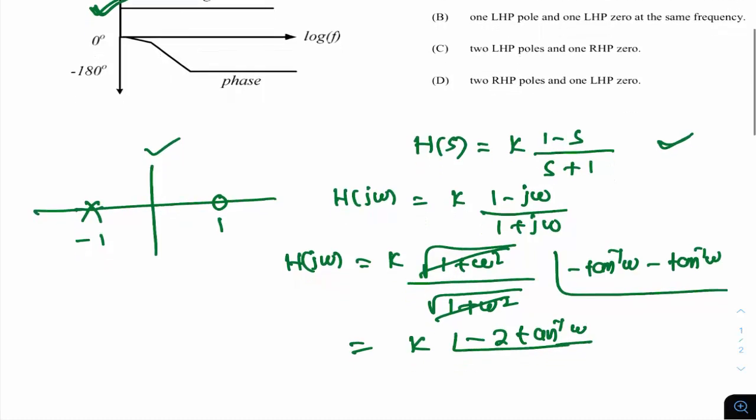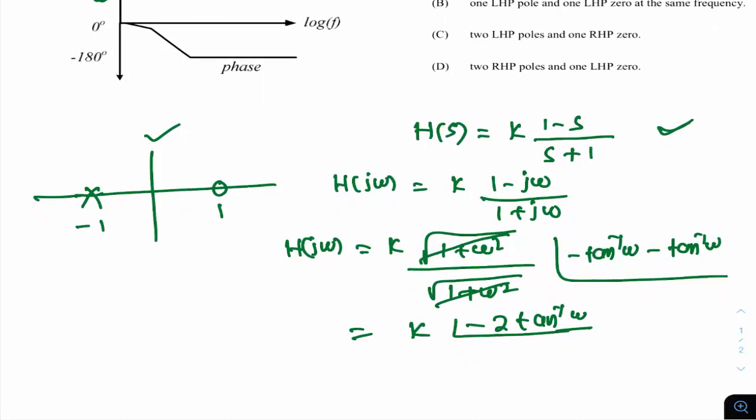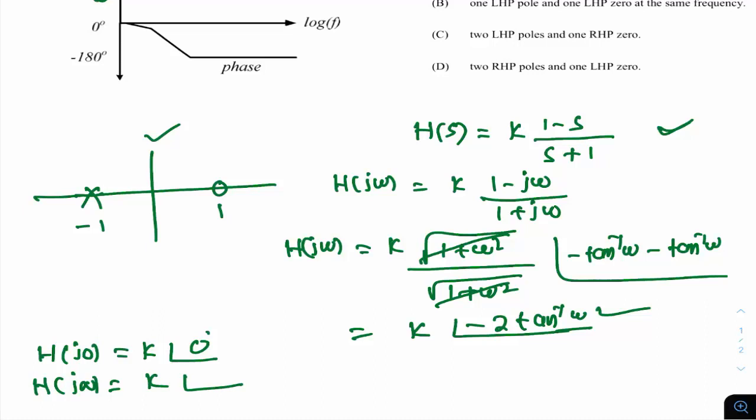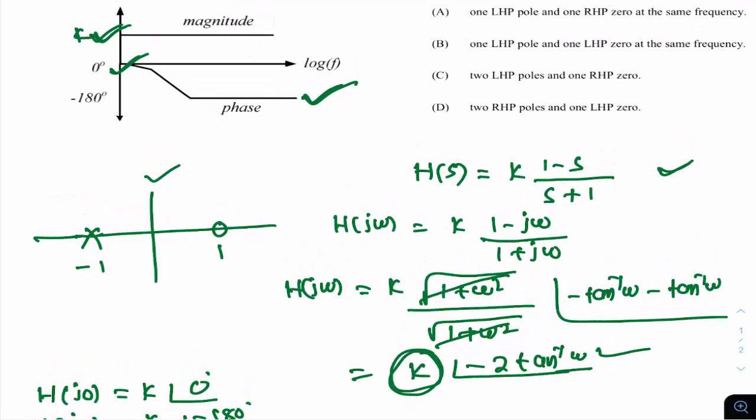Now if you check, what is it at low frequency and high frequency? At low frequency, H of j0 has magnitude k, and the phase angle, if you substitute omega equal to 0, is 0 degrees. And if you substitute omega equal to infinity, the magnitude is again k, and at infinity, tan inverse of infinity is 90, and 90 into minus 2 is minus 180. That's what we need. So at high frequency, the phase is minus 180 degrees. At low frequency, the phase is 0. And you can see this k is independent of frequency. That means for all frequencies, it will be some constant k.